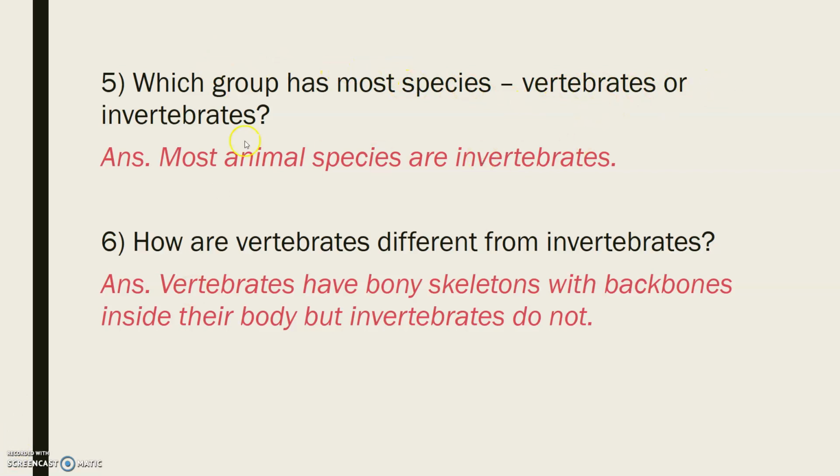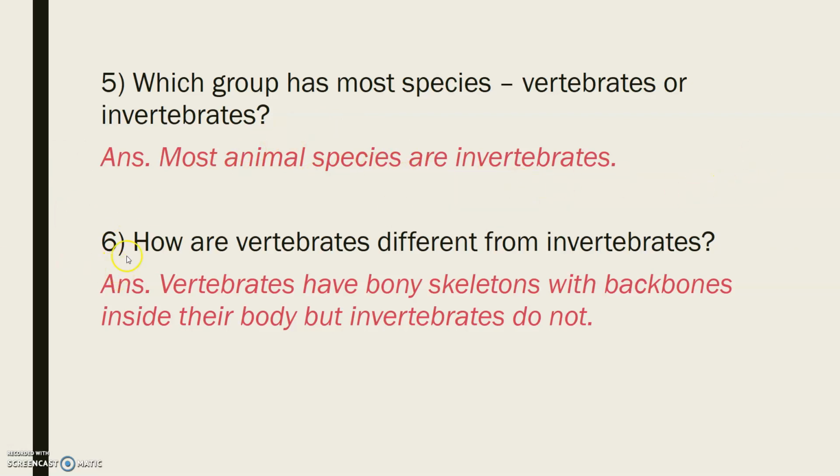Now, fifth question: which group has the most species, vertebrates or invertebrates? Can you tell me? It is very easy. I hope you remember that pie chart. Invertebrates were 70% and vertebrates were only 3%. So which is largest? Very simple, invertebrates. Most animal species are invertebrates.